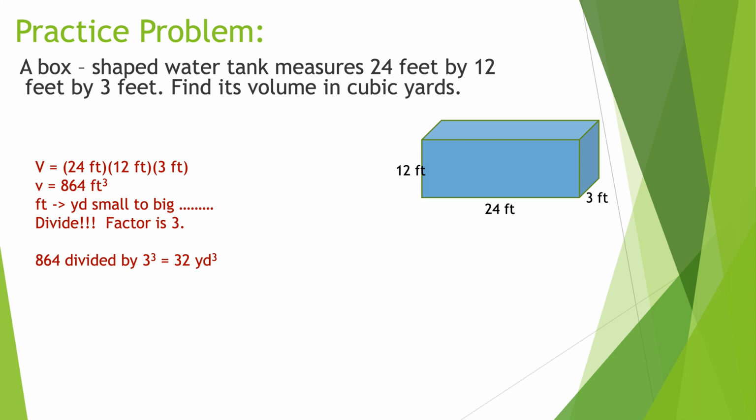Now, if you didn't like that way of converting, you could do 864 cubic feet times a yard, but 3 feet, 3 feet, 3 feet. So you're converting 1 yard into 3 feet. When we do that, we will get the same 32, and because all the feet go die, you're left with yards cubed. Okay, another review question.